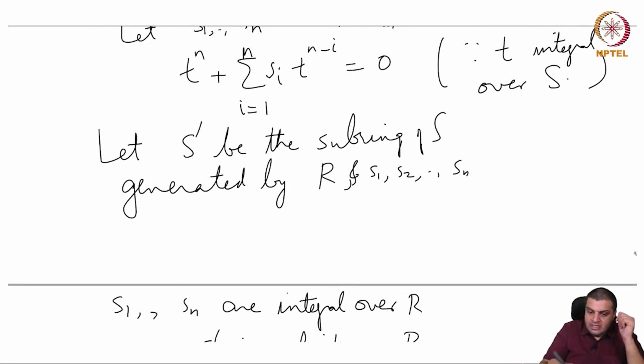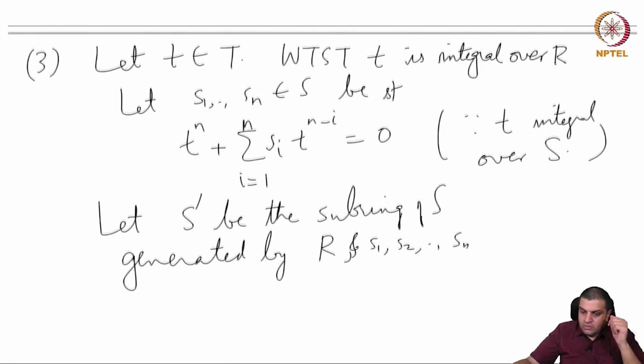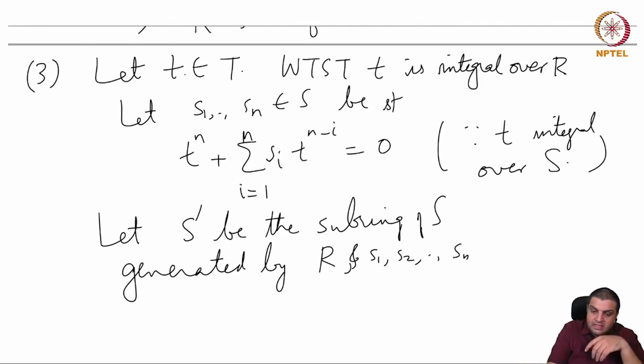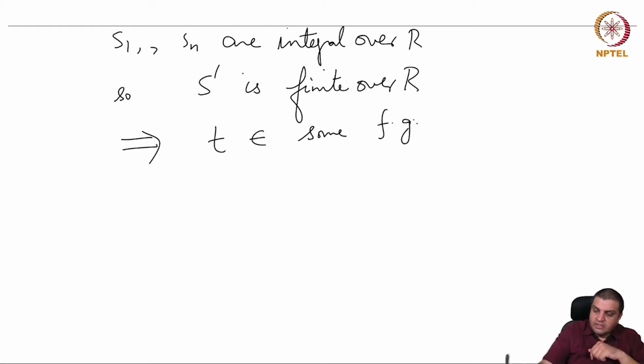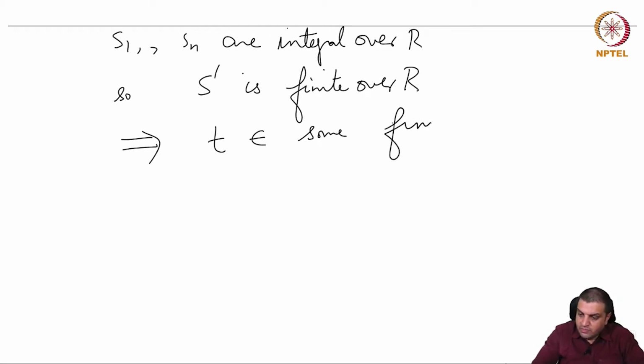Now this element T here satisfies an integral equation over S prime. So the subalgebra generated by S prime and T is integral over R. So this is finite over R. So now this implies that T is inside some finitely generated, some finite algebra.